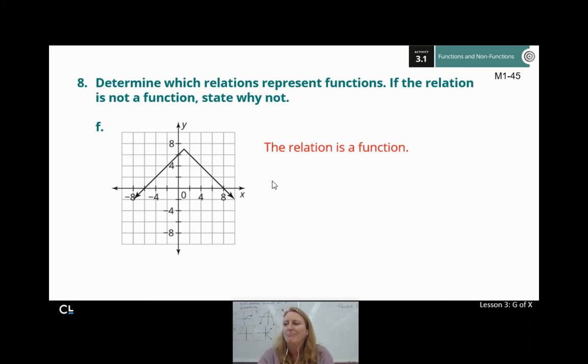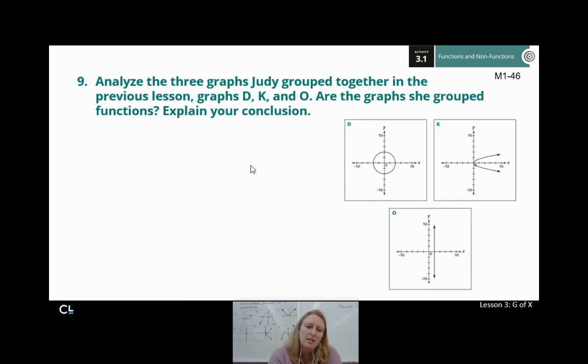Rock on. We're awesome. Can we come back for a moment to something we were discussing in the last lesson? Remember Judy's group with her graphs D, K, and O? Can you take a moment to analyze the 3 graphs Judy grouped together, graphs D, K, and O? Are the graphs she grouped functions? And explain how you know. Go ahead and hit pause, jot down your thoughts, hit play when you're ready to check your work.